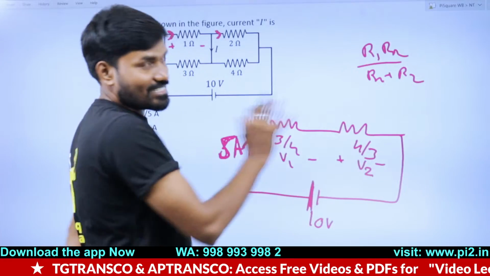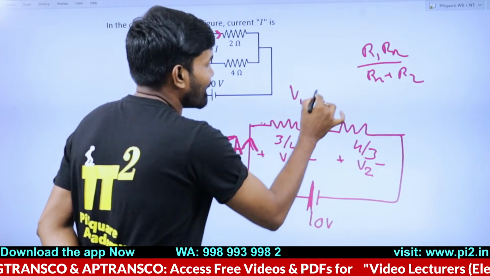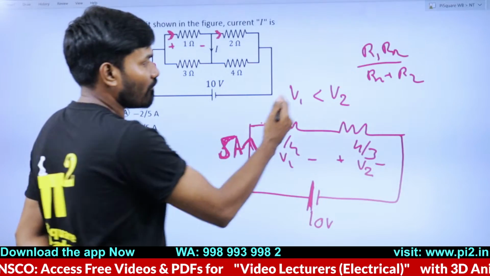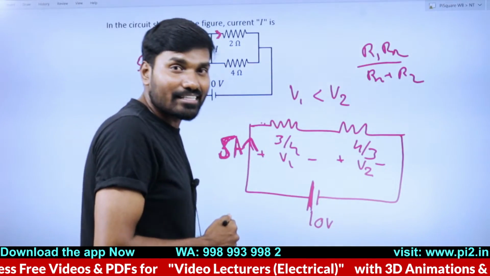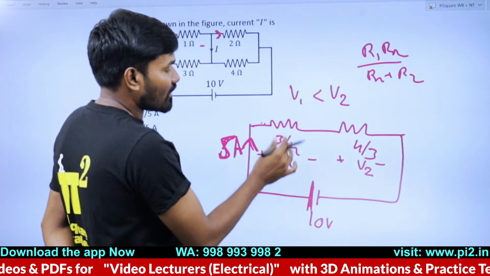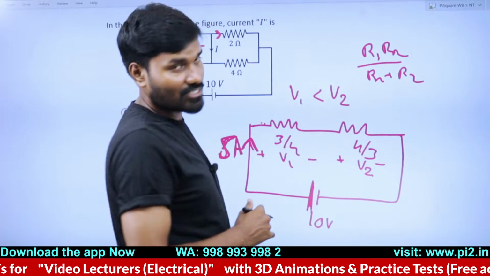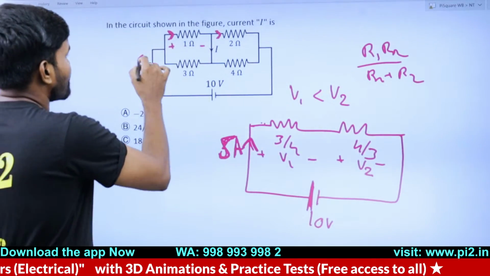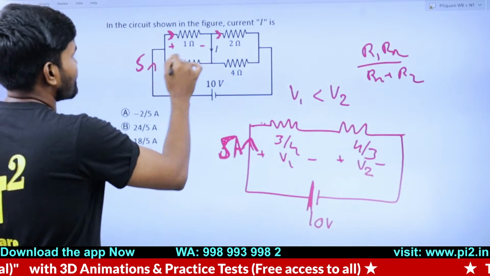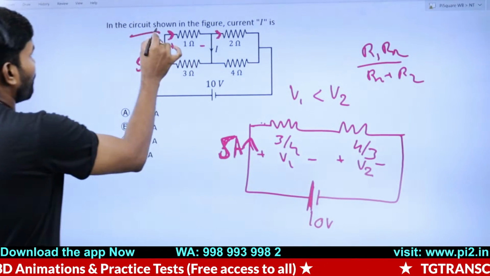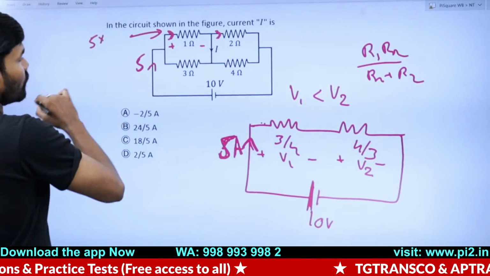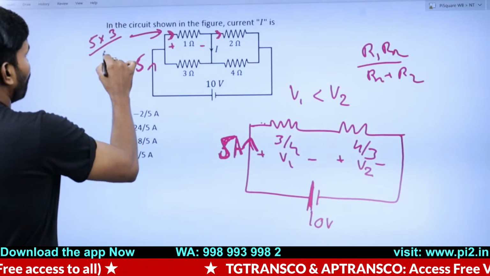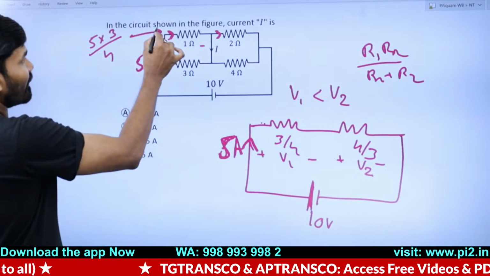Which voltage is less? V1 is less than V2. Why am I saying V1 is less than V2? It is because this has low resistance and this has high resistance. Just a qualitative guess here. Anyways, coming back to this, this is 5. This is the current division rule. If you apply it quickly, 5 into 3 by 4 is the current flowing in this.